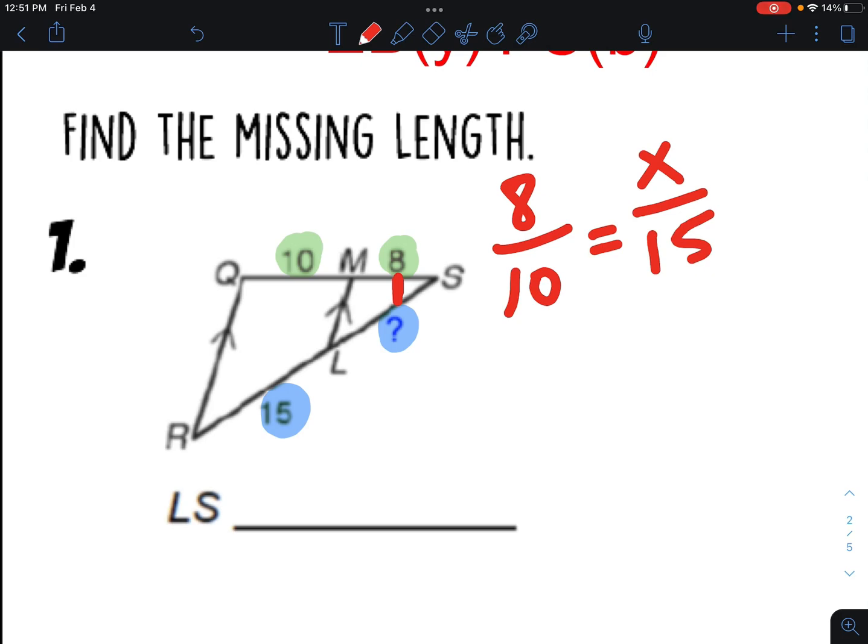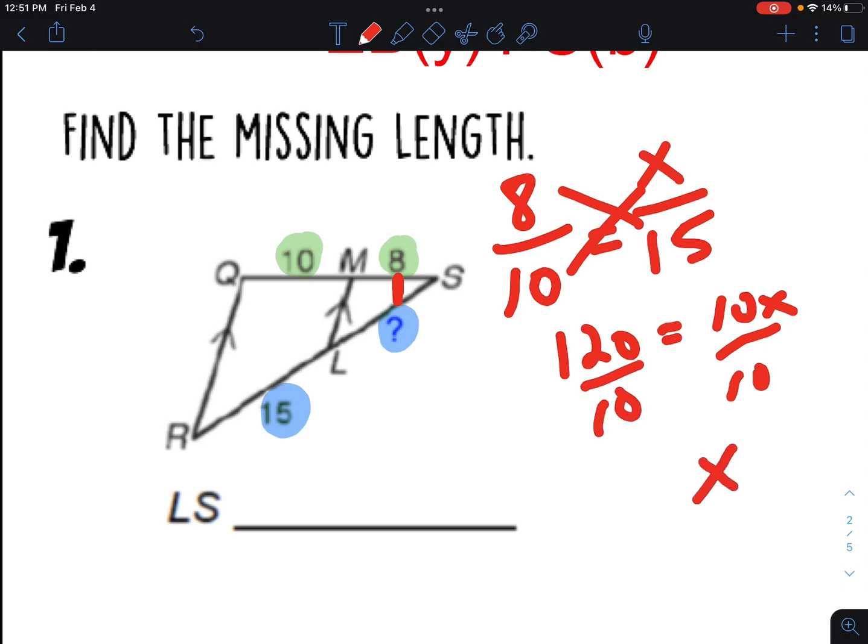And then we get to cross multiply and divide. 8 times 15 is 120. 10 times x is 10x. Divide both sides by 10. And x is equal to 12. So L to S, which was x, is equal to 12.